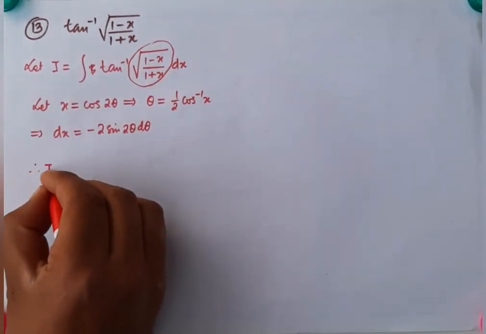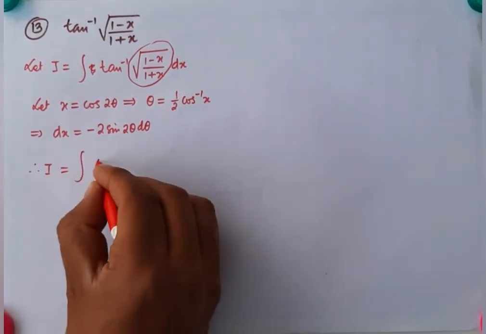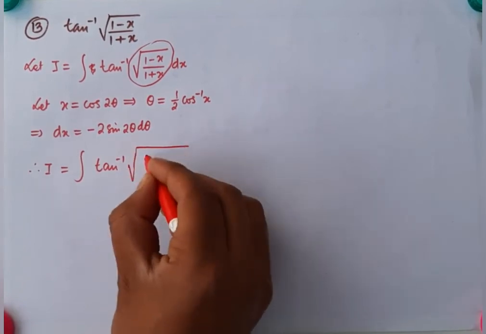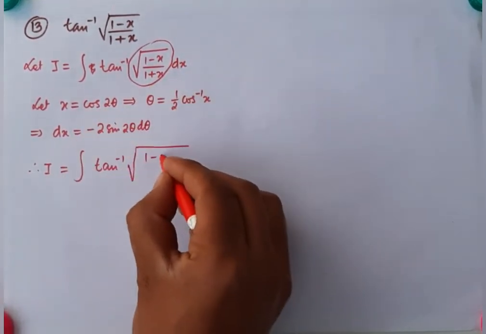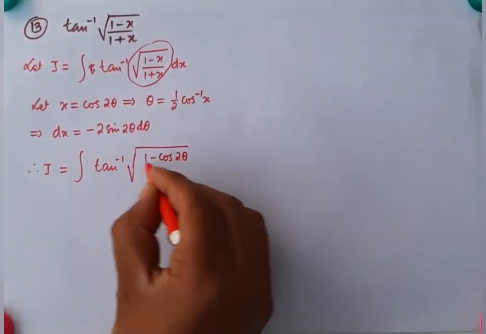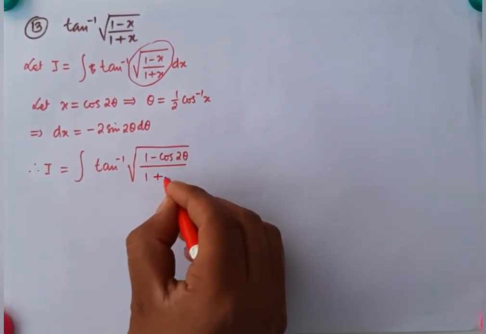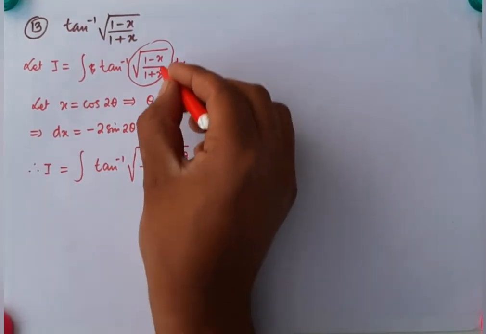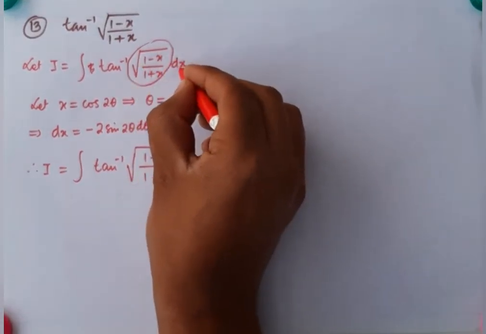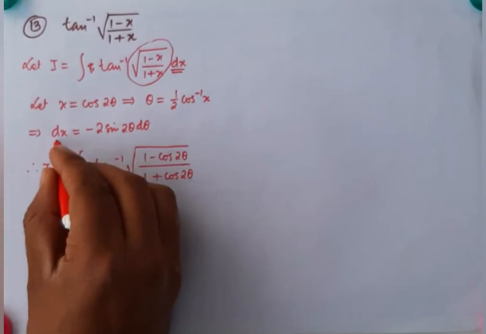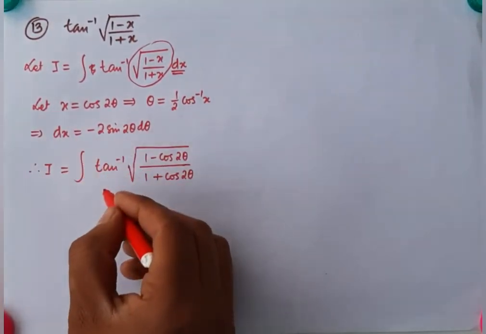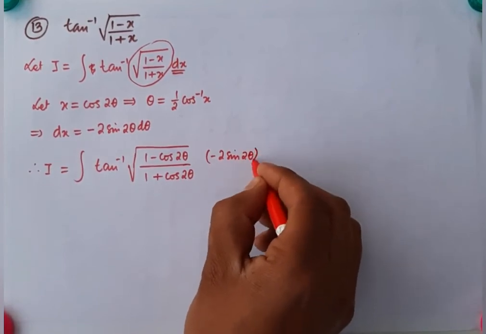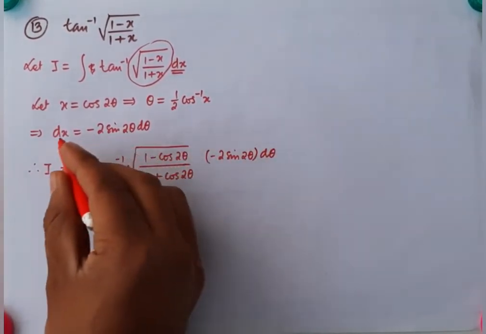Okay, fine. Now let's go back to our work. Therefore I becomes integral tan inverse of square root of 1 minus x, where x is cos 2 theta, divided by 1 plus cos 2 theta. Now this is for this part. Now you have got dx, and what is dx? dx is minus 2 sin 2 theta d theta. This is the value of dx.